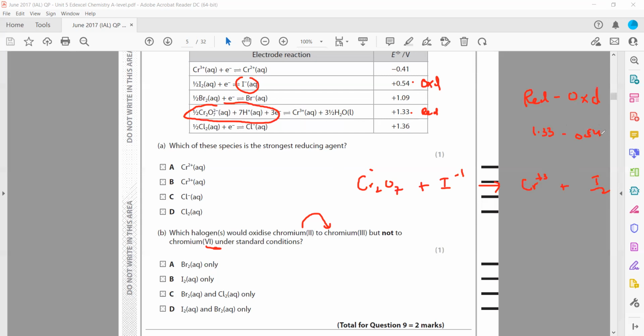So 1.33 minus 0.54 gives a positive electrode potential. It means this reaction is feasible, or the reverse is not feasible. So as you can see here, the iodine molecule cannot convert chromium plus 3, because when we work out the reaction, the forward reaction gives a positive cell electrode potential. So forward is feasible, but backward is not feasible. And what is the backward? Chromium 3 and iodine. As you can see, chromium 3 cannot react with iodine to form iodide and chromium 6.